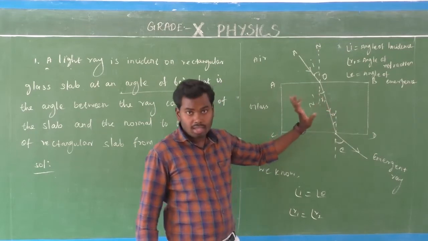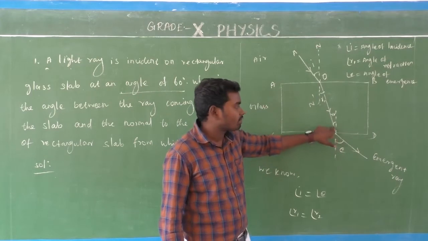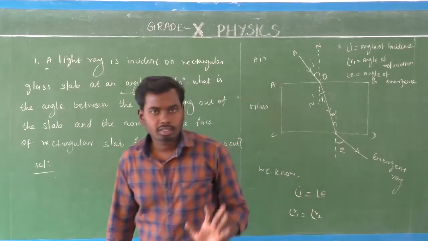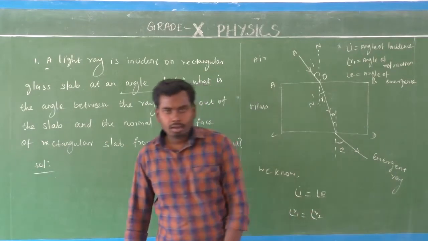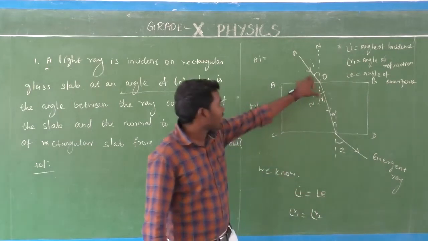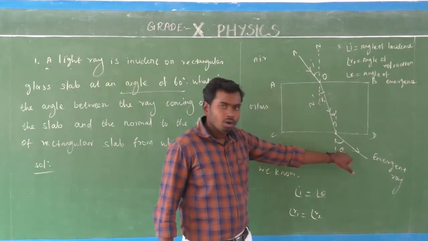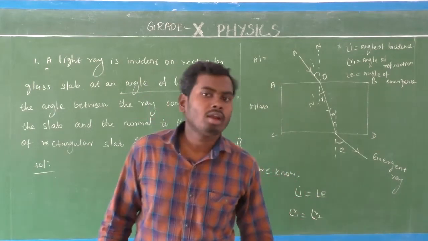Next one, refraction through glass slab. This angle of refraction 1 is equal to angle of refraction 2. So if we know this angle of incident, we can easily calculate angle of emergent, because angle of incident is equal to angle of emergent.